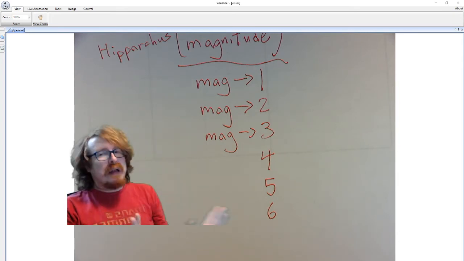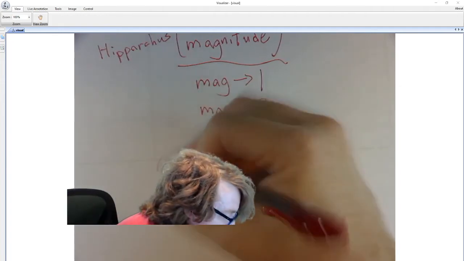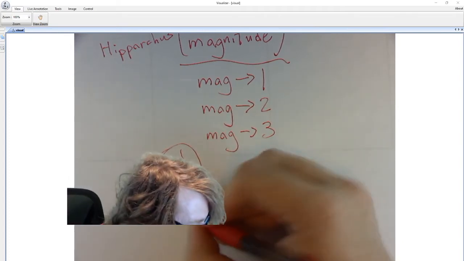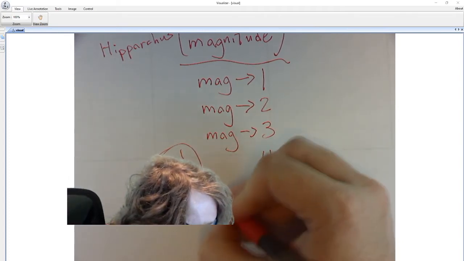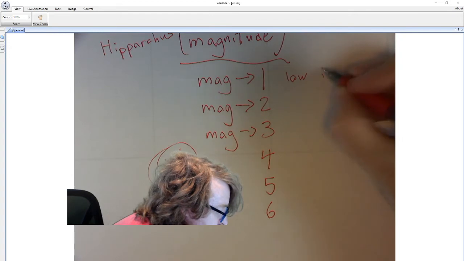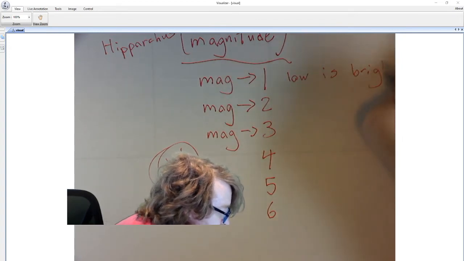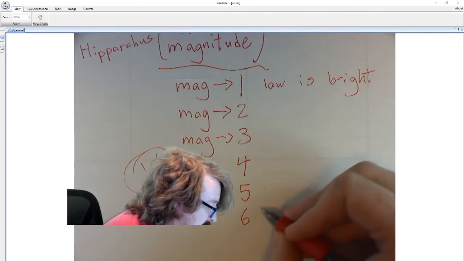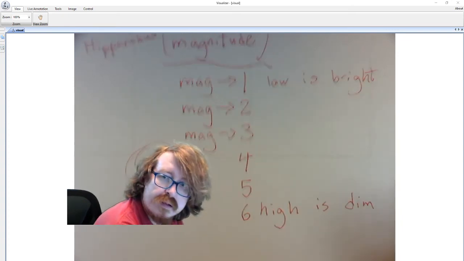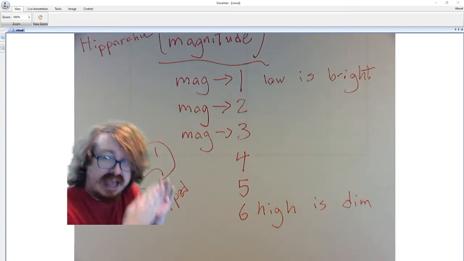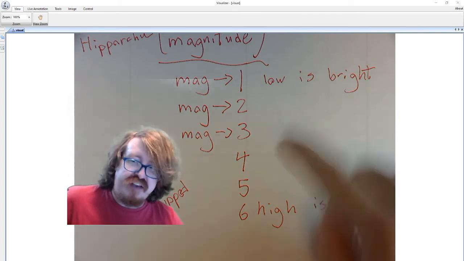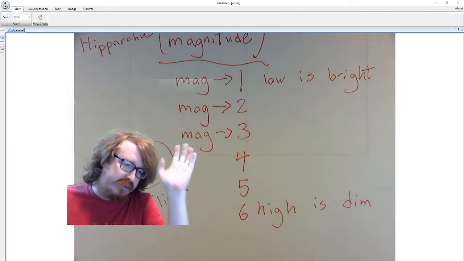I don't like it. It's confusing. Let's just put a big frowny face on this, and write the word flipped. Maybe over here we can write low is bright and high is dim. Okay? I hate it so much. I wish we would get rid of it. I also am not a super fan of the half thing. But, you know, that's a different issue.